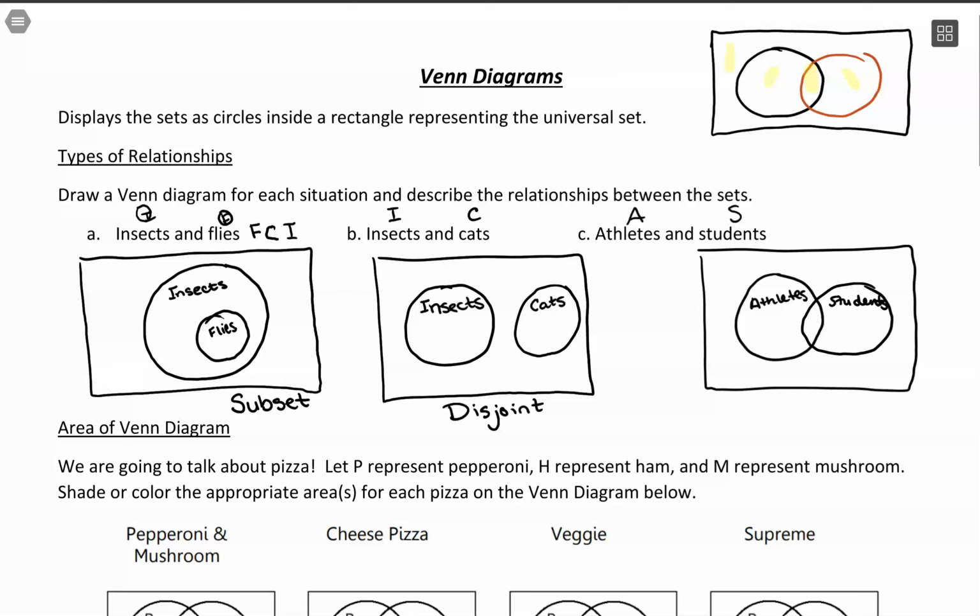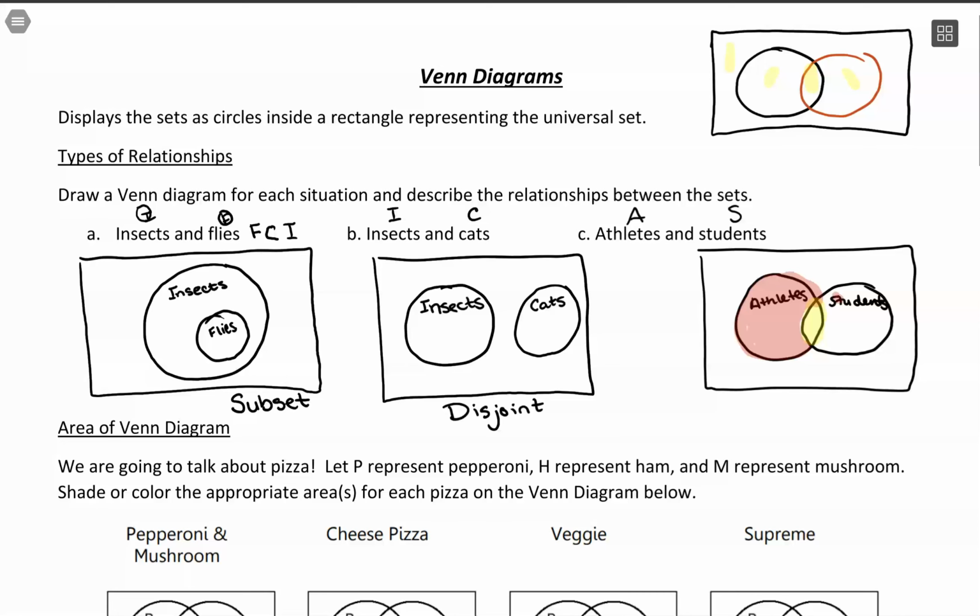So that we have these sections here. Athletes, so what's happening over here in this group, in red that I just highlighted, those are people that are athletes but not students. In here, in the middle, that would be people that are athletes and students both at the same time. So that's your intersection there.